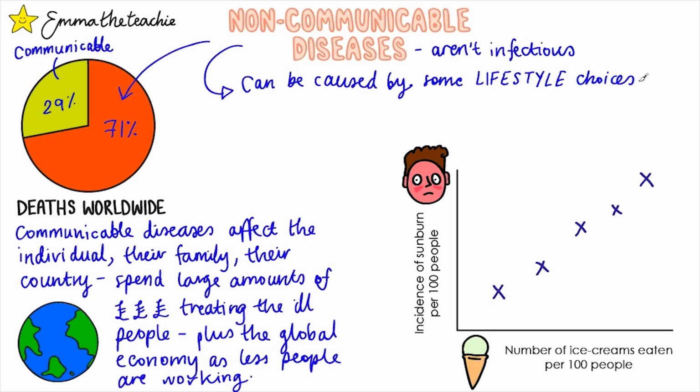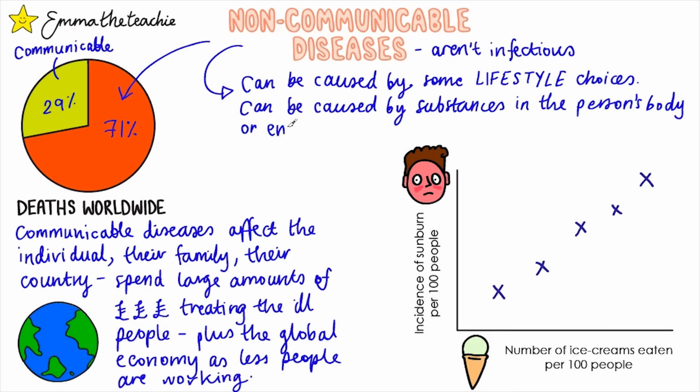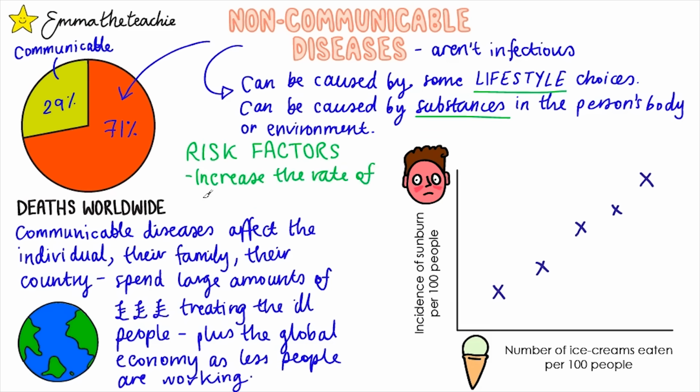What's crazy about these diseases is that most of them are preventable, as they are caused by some lifestyle factors like smoking or a lack of exercise, or they can be caused by substances in the person's body or environment. For example, UV light that comes from the sun. Lifestyle choices and substances that increase the risk of disease are called risk factors. They increase the rate of disease incidence, which just means how many people have the disease.